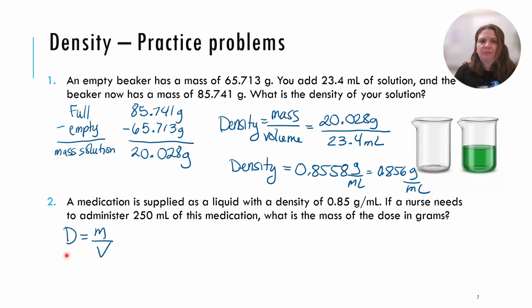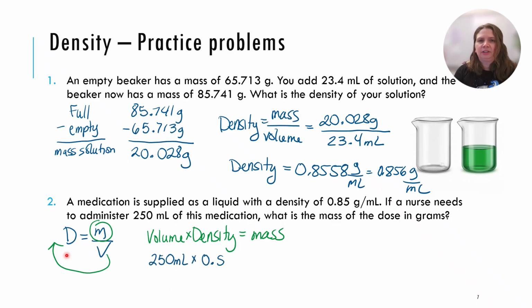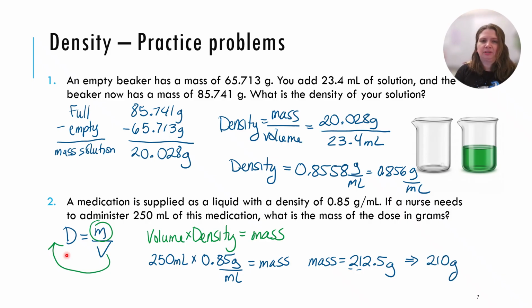Since we are solving for mass and mass is already in the numerator, we rearrange the equation by multiplying both sides by volume. This gives volume times density is equal to mass. Substituting in the given values, 250 milliliters times 0.85 grams per milliliter is equal to mass. Calculating this gives a mass of 212.5 grams, which rounds to 210 grams.